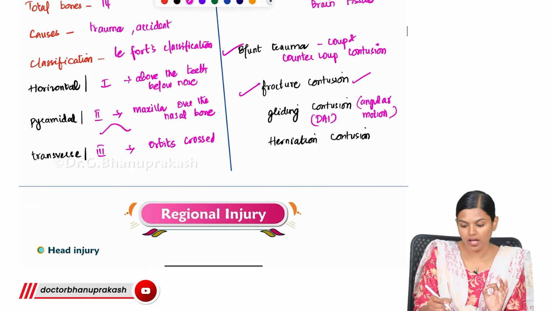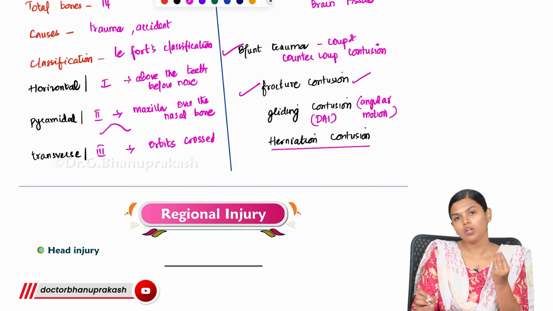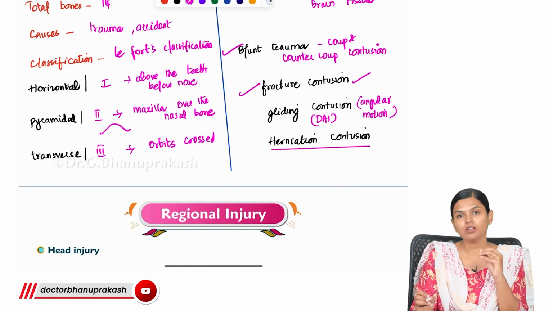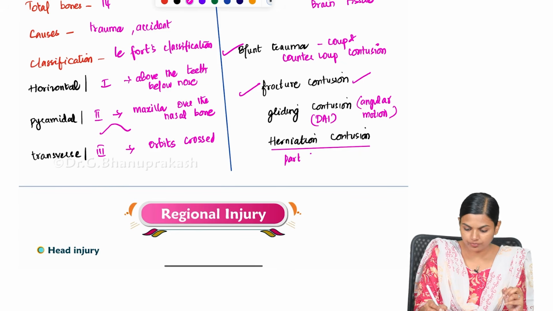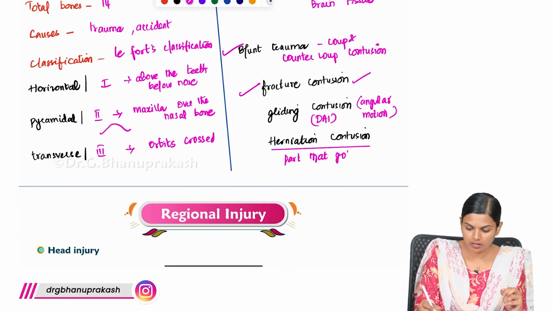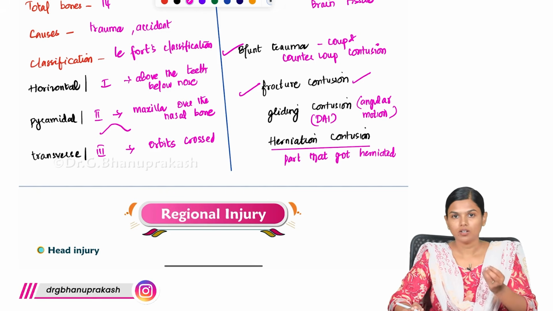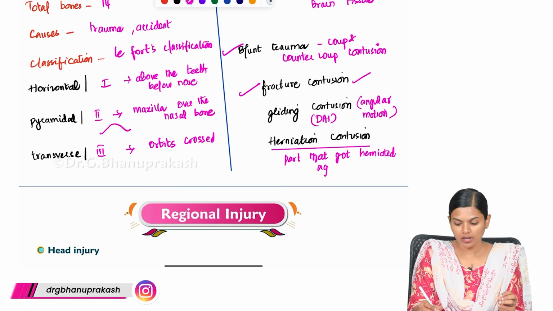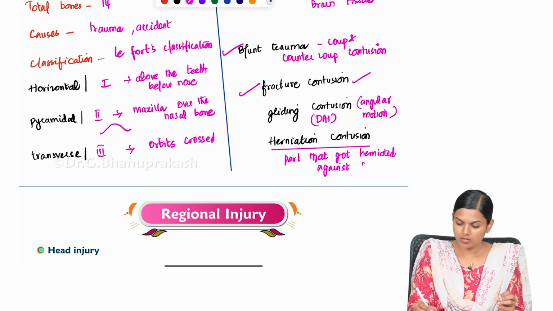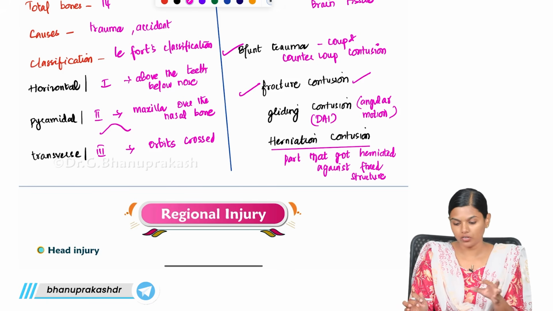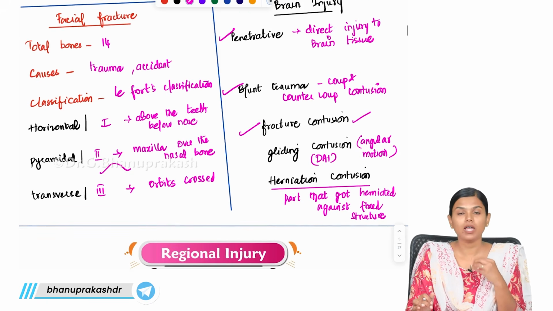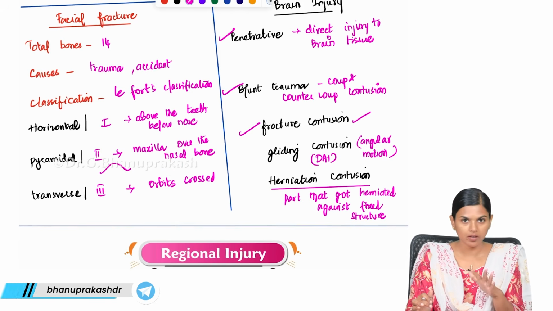And next you have herniation contusion. Because of herniation, there will be some contusion. The part that got herniated will get injured, like it will impinge against some fixed structure and get injured. So this is herniation contusion. These are the most common blunt trauma contusions that we usually see in the brain.